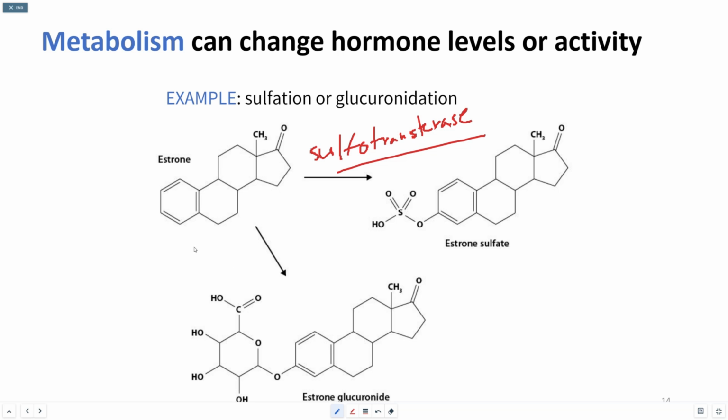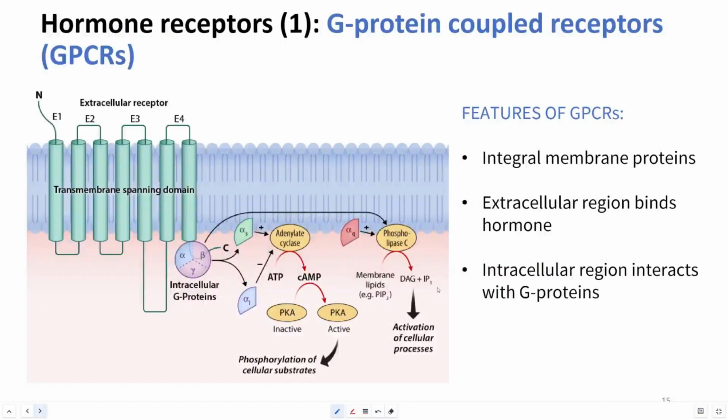So you can see estrone, which is a version of estradiol, the female sex hormone, gets modified to estrone sulfate so that it can be easily secreted. Glucuronidation involves the addition of a glucuronic acid to a substance. This process is catalyzed by another enzyme called glucuronyl transferase, which transfers a glucuronic acid from some donor molecule to the substance being modified. And this, again, makes it a little more polar as well as more water-soluble and helps with elimination from the body.